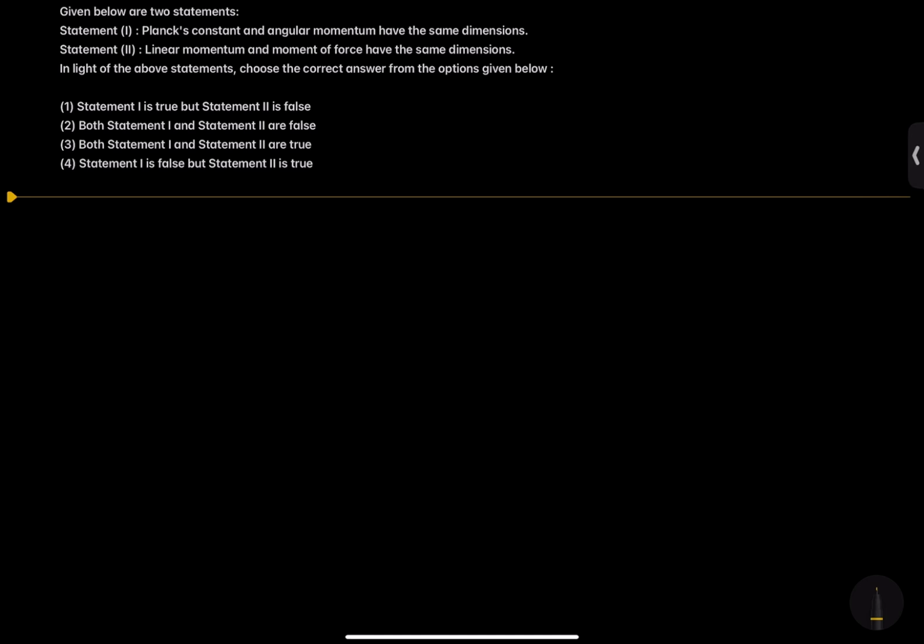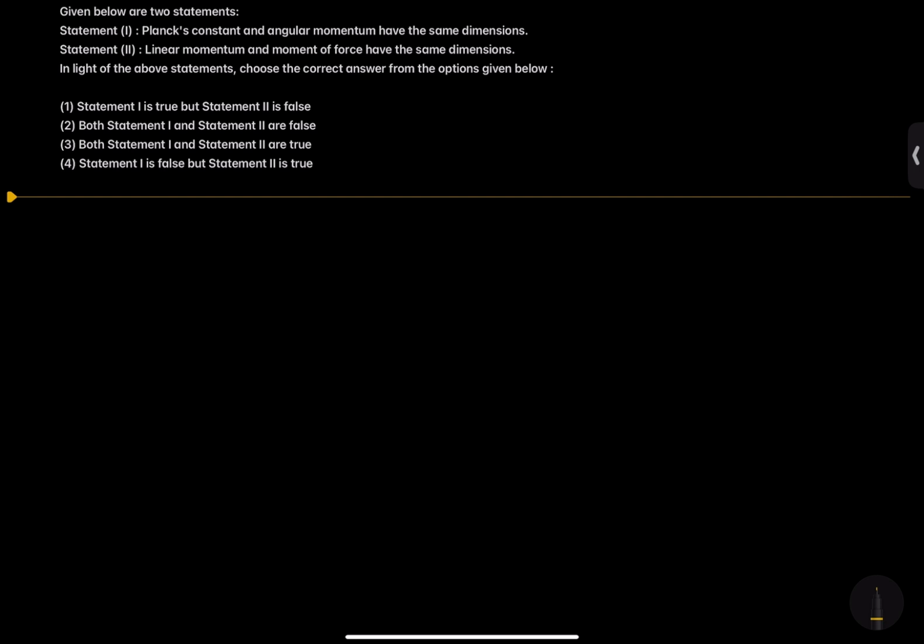So today we'll solve this interesting physics problem step by step. Here's the question. Given two statements, we need to determine which one is correct. Statement 1 says that Planck's constant and angular momentum have the same dimensions. And statement 2 says that linear momentum and moment of force have the same dimensions.